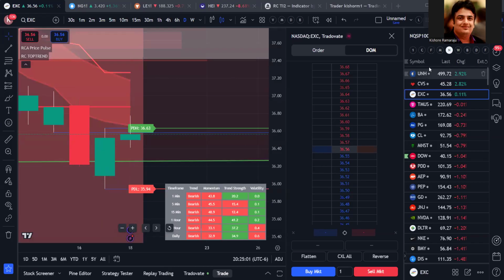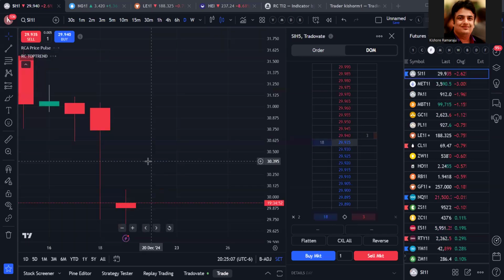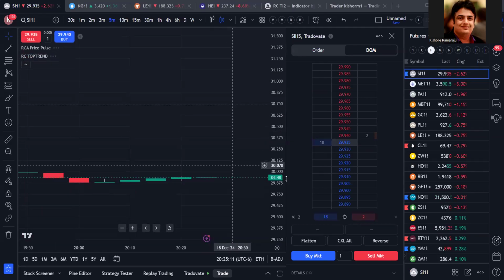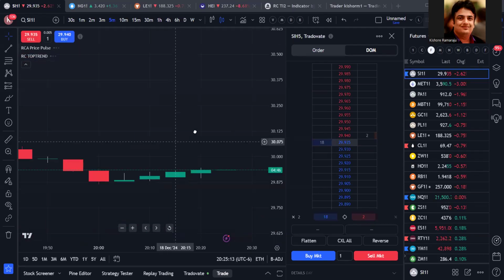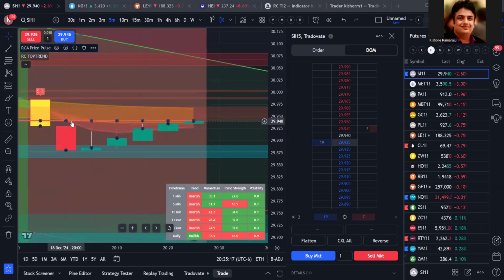Yeah, I took a small stop loss on silver. Actually, we should not have taken that one because we are at the support level. I should have waited for it to break below this, then we can take it.